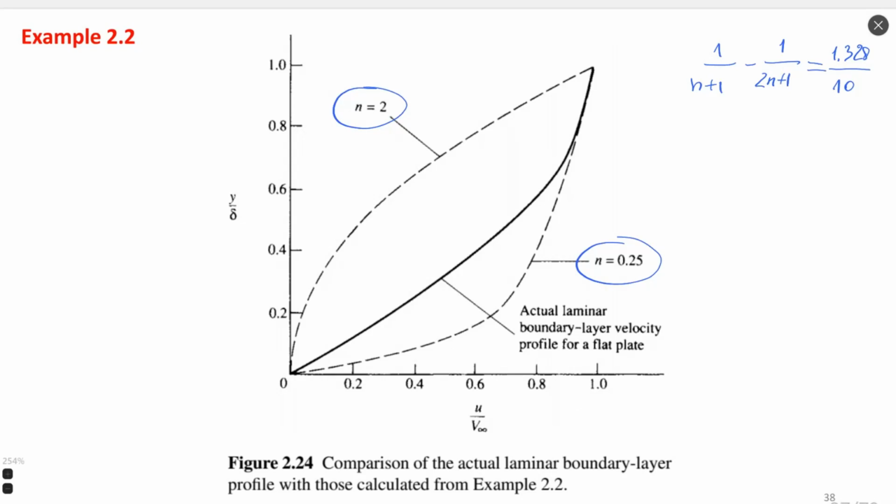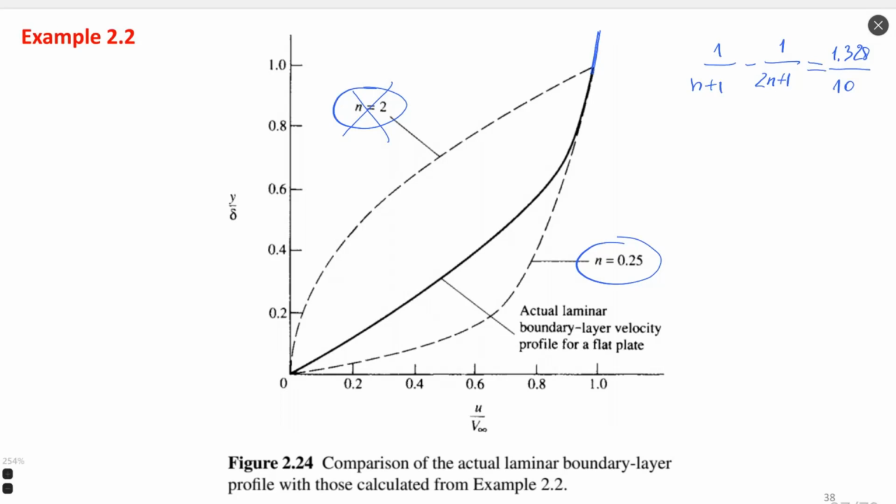Both of these solutions can lead to the same consequence. But only one of these solutions has some real meaning. We can see it if we compare these solutions with the actual laminar boundary layer profile. You can see that n equal 0.25 fits much better than n equal 2, so n equal 2 is not a solution for us. And not just because it fits better, but because we need to see how velocity continues to be after the boundary layer.